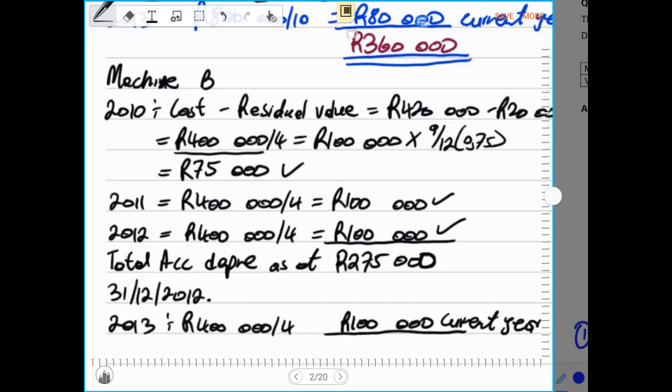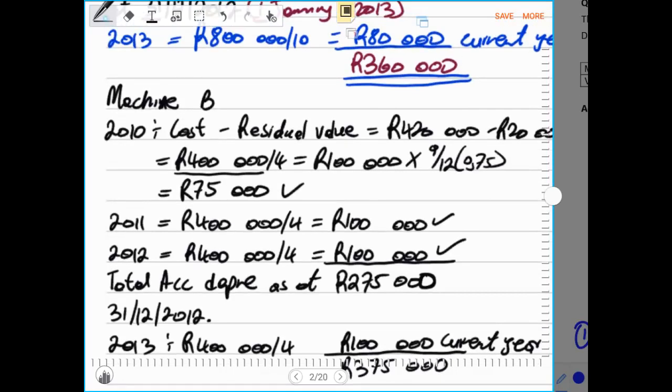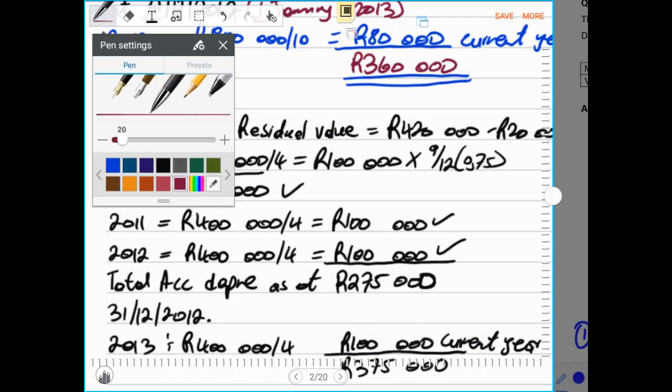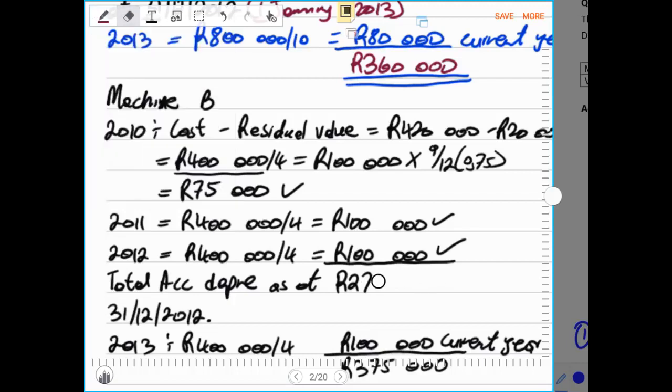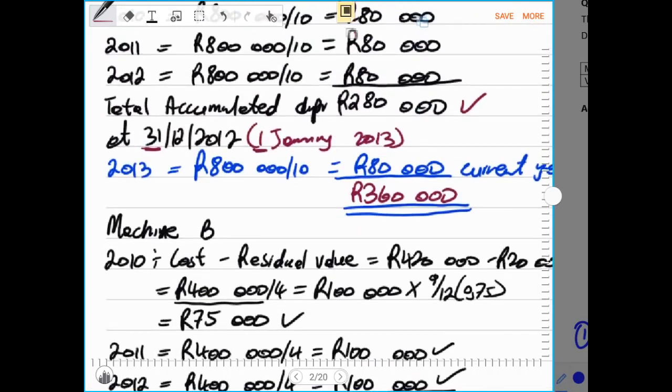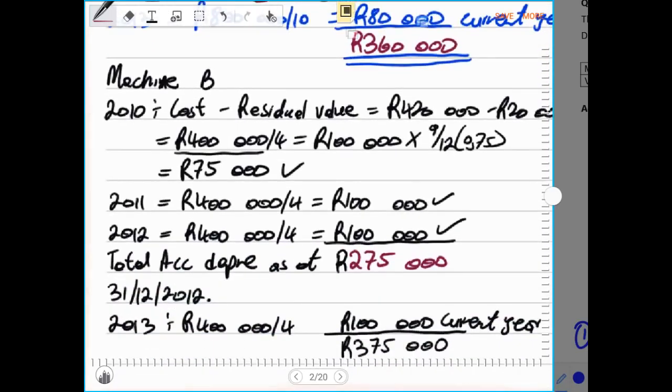Then this will give us the total accumulated depreciation up to the end of this year as 375,000 rands. Remember, our main focus in response to the first question is the 275,000 rands. This is the main focus, 275,000 rands. So now we have touched base on the two machines.